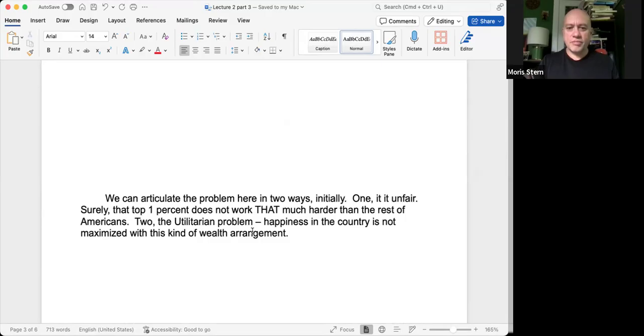We can articulate the problem here in two ways initially. One, it's unfair. Surely, the top 1% does not work that much harder than the rest of Americans. Two, the utilitarian problem. Happiness in the country is not maximized with this kind of wealth arrangement.